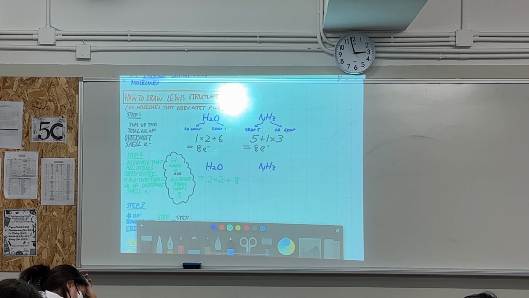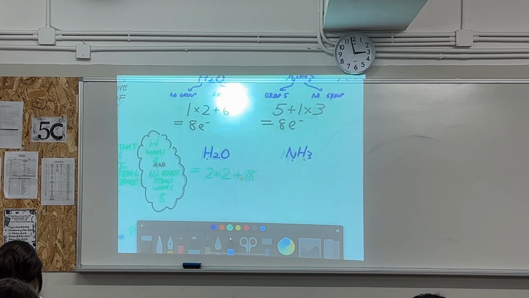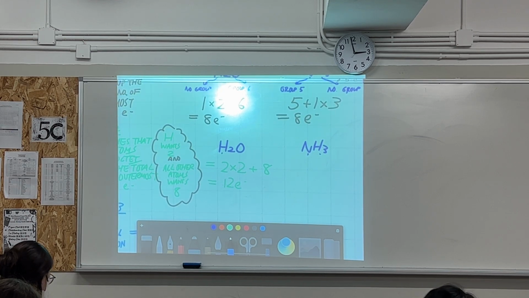Okay, let's say this is how much money you have. This is how much money you want to have. They're different. Okay, this is the reality and this is the ideality. You want ideally this amount of electrons. So this gives 12 electrons.